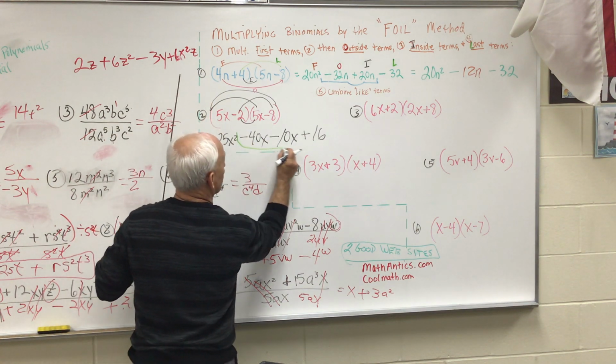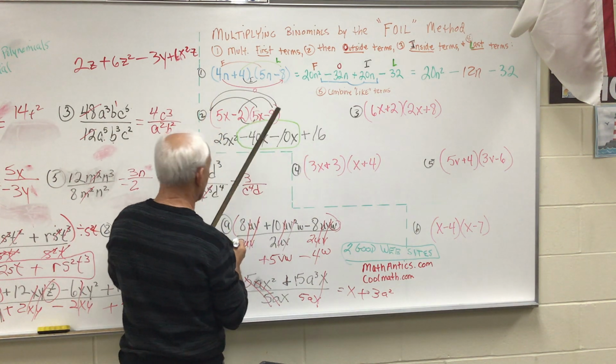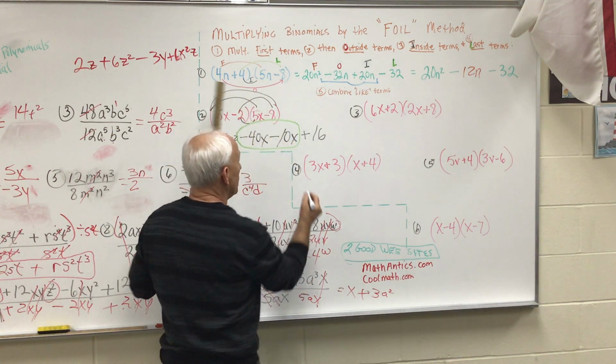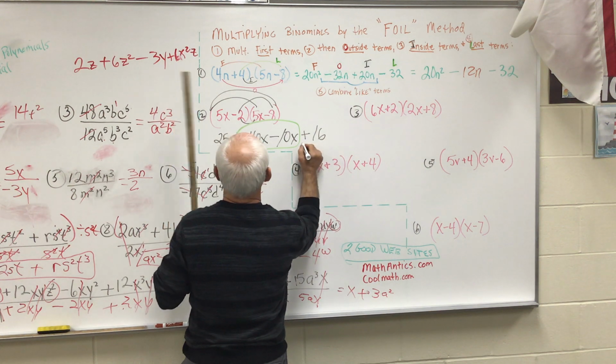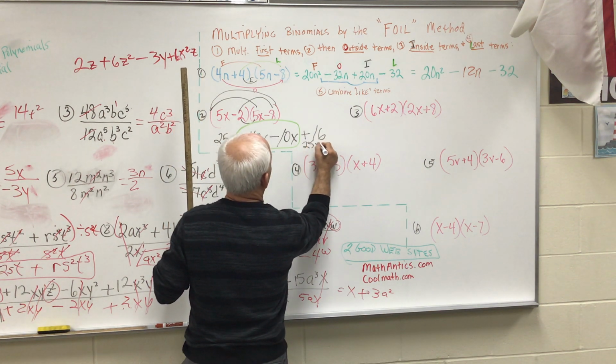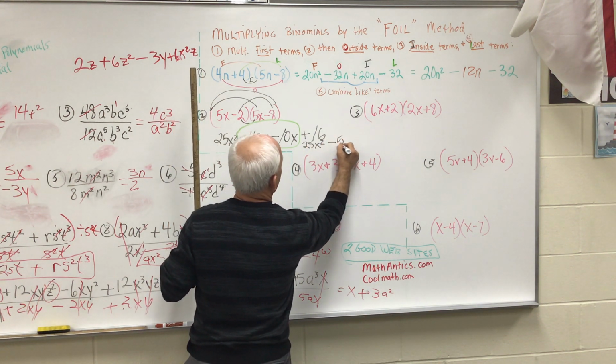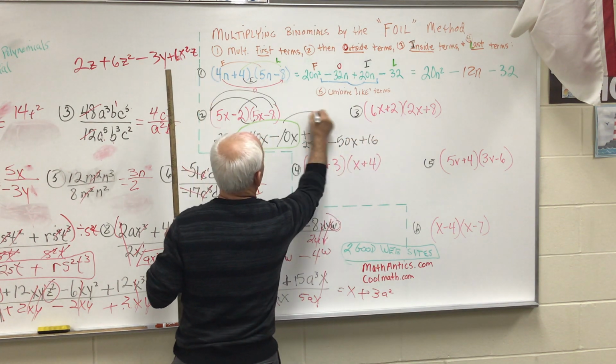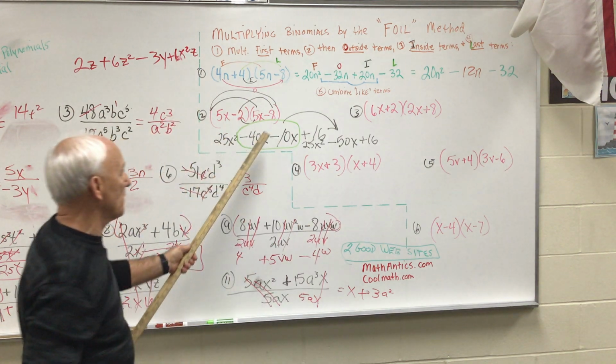You have a minus 40x and a minus 10x. If you combine the two, a minus 40 with a minus 10, you are going to get 25x squared minus 50x plus 16. All right? And that's what happens there.